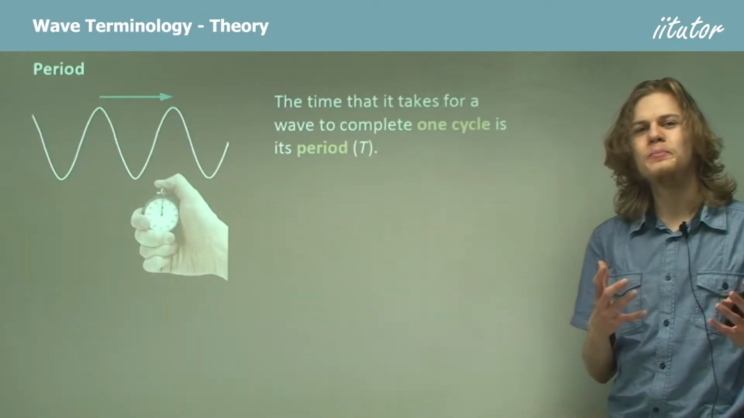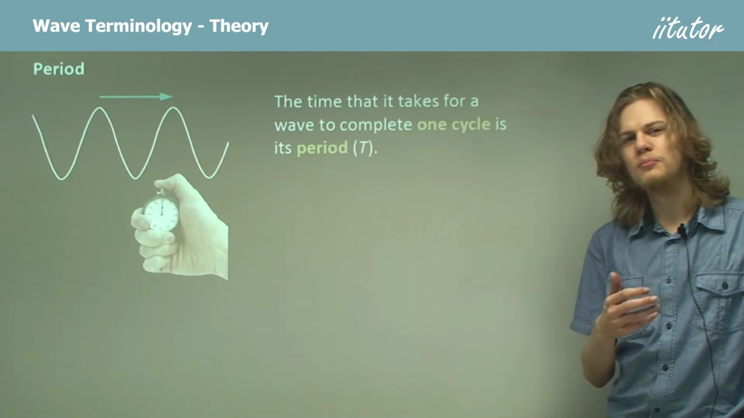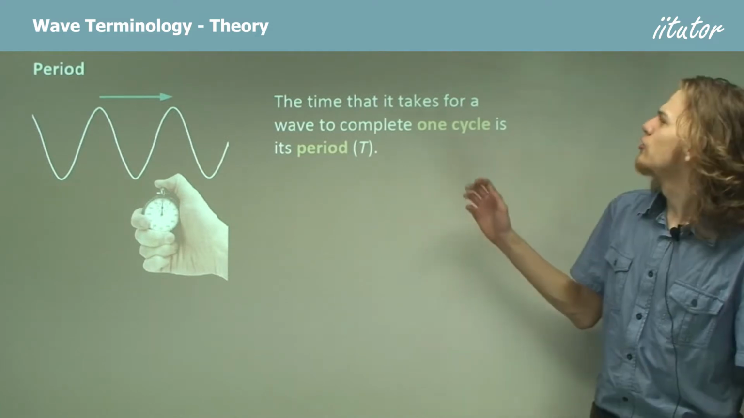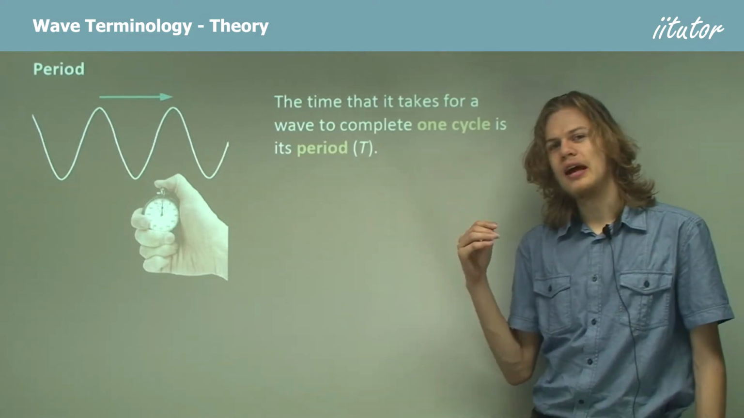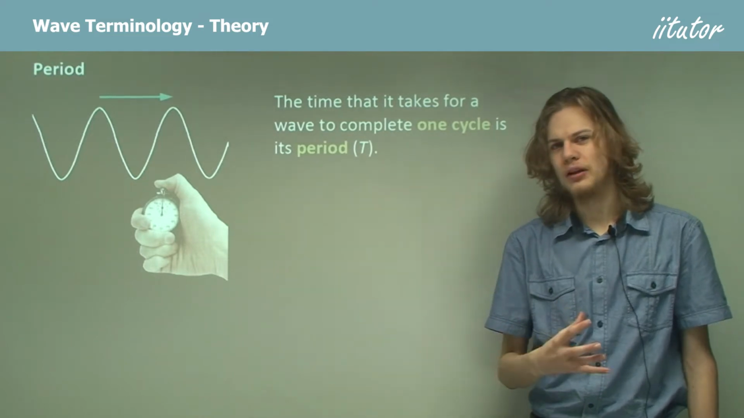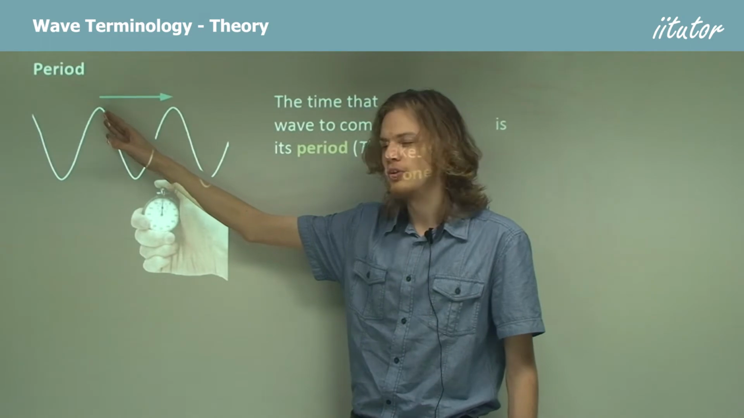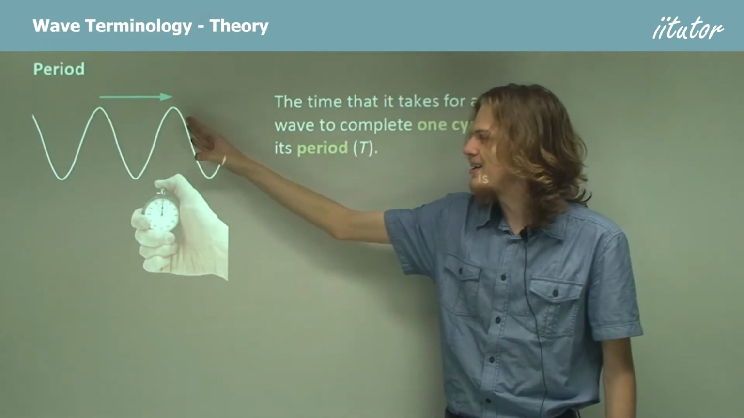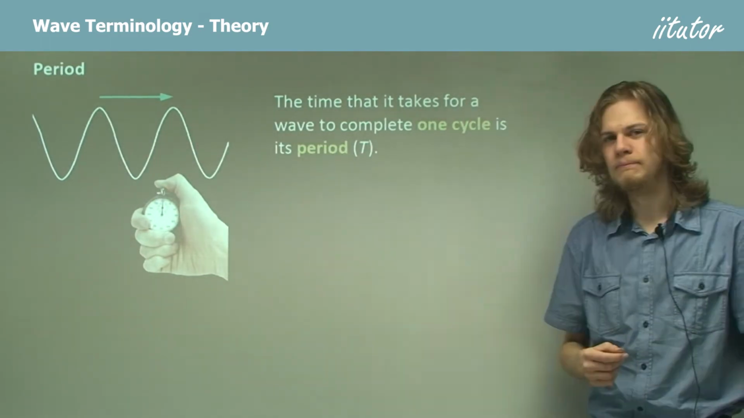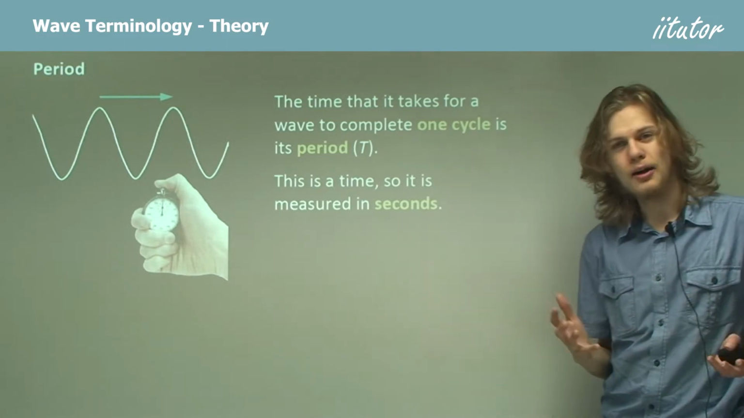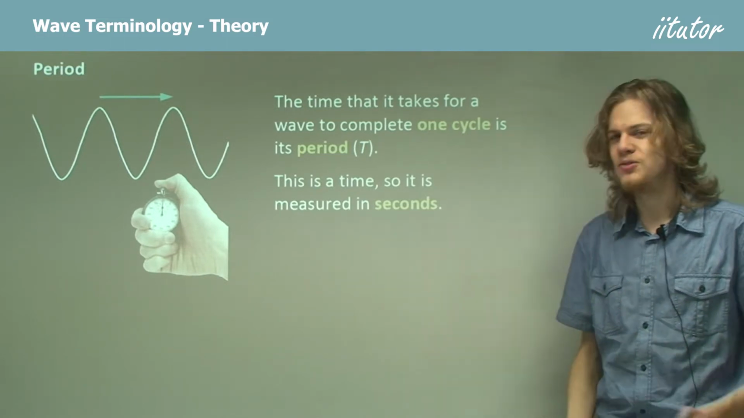Next thing we'll talk about is period, which is a rather important property of the wave. So a period is the time that it takes for the wave to move one wavelength. So it's the time it takes for a crest or a trough to move from here over to the next crest or trough. So it's a time, and we measure it in seconds, as you might expect.